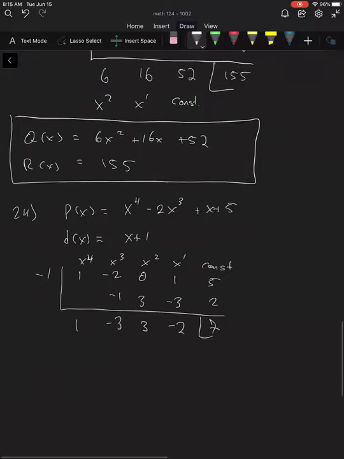So for this problem, our q of x is going to be, remember, this is x to the 3, 2, 1, and the constant. So we're going to have 1x to the 3 minus 3x squared plus 3x minus 2. And then our remainder is going to be 7.